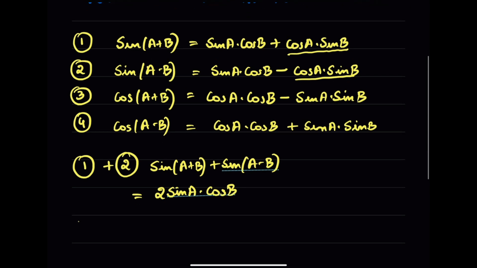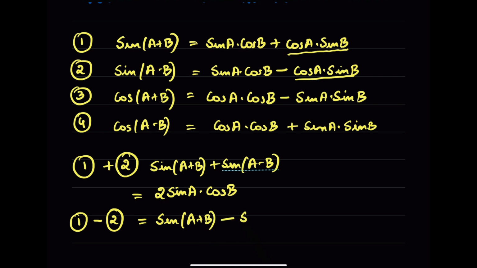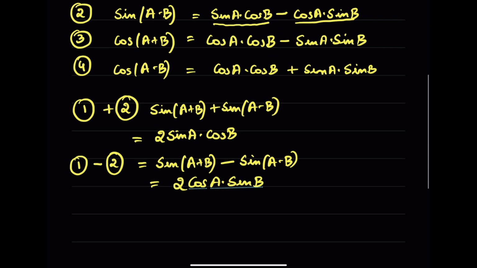Now let's subtract equation 1 minus equation 2. So this would be sine of a plus b minus sine of a minus b. So in this case, sin a cos b is common between the two, so that gets cancelled and we will have 2 times cos a sin b. So this is the second formula.